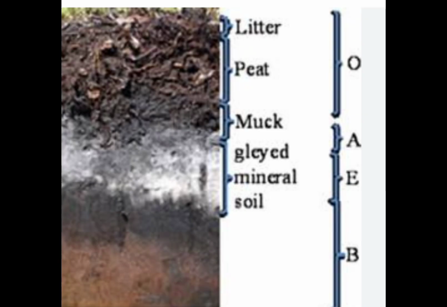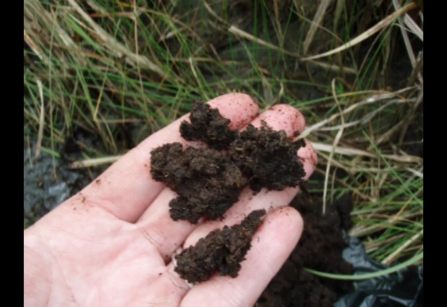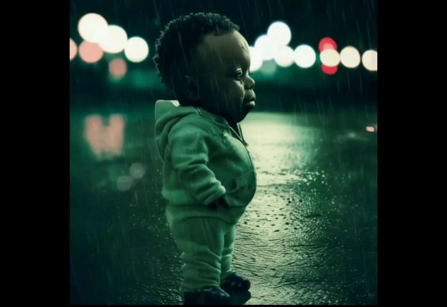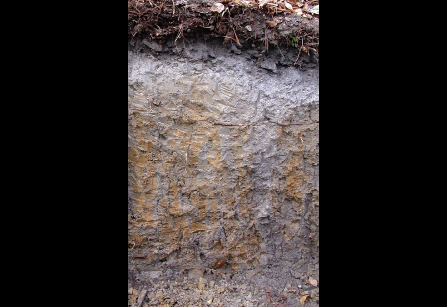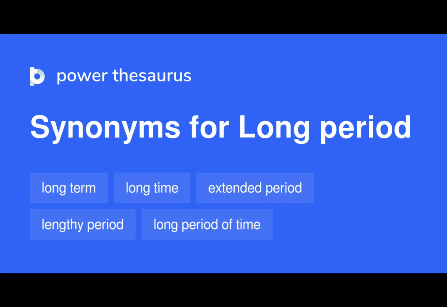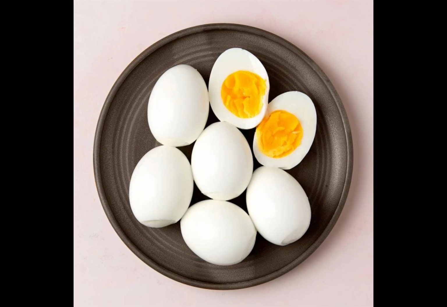Wetland soils, which are also called hydric soils, are water-saturated soils that lack oxygen for prolonged periods. The odor may smell like rotten eggs.